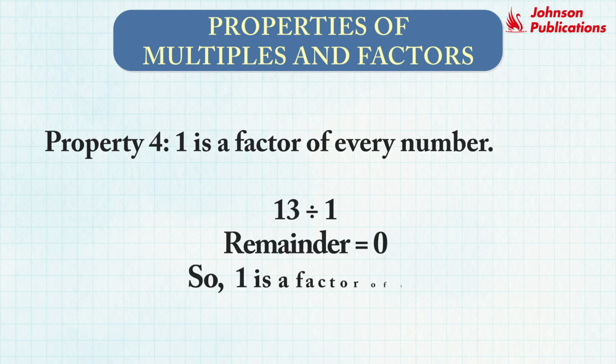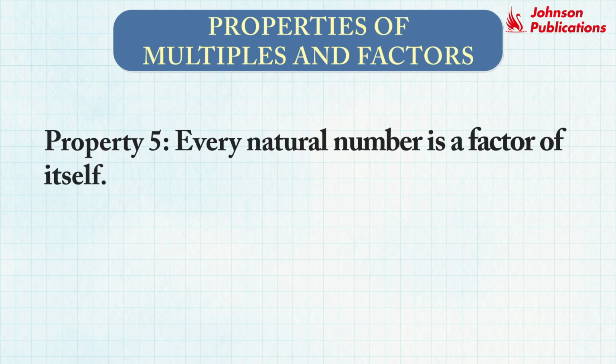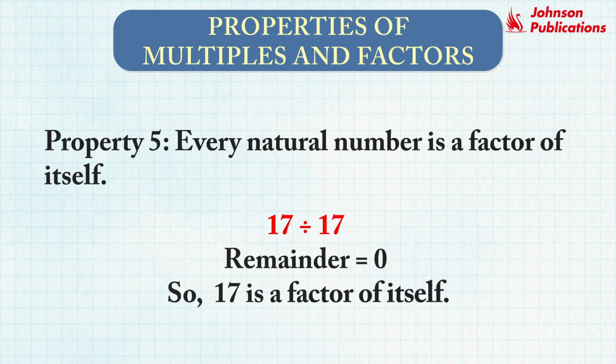For example, 13 divided by 1 gives 0 as remainder, so 1 is a factor of 13. Property 5. Every natural number is a factor of itself. For example, 17 divided by 17 gives 0 as remainder, so 17 is a factor of itself.